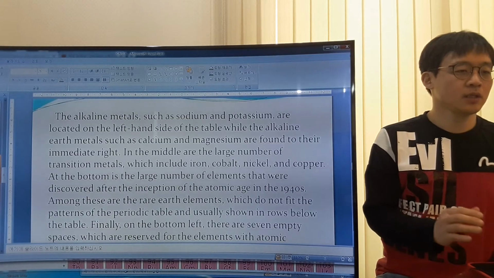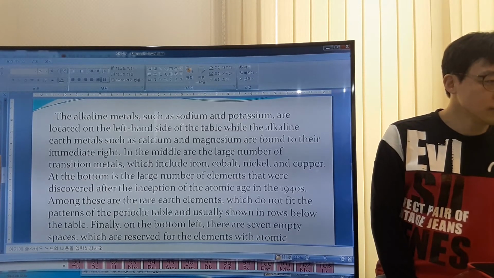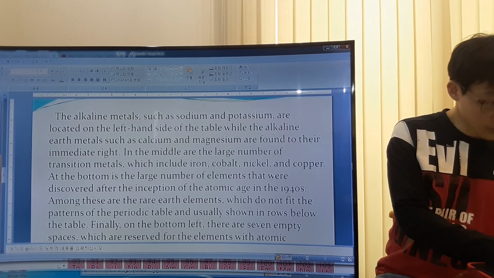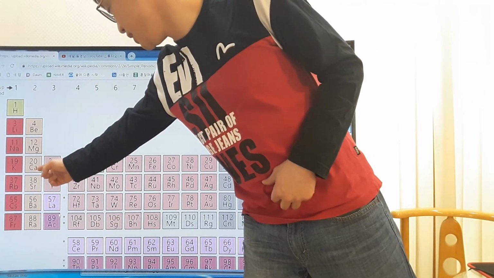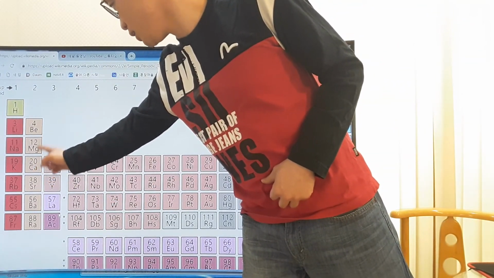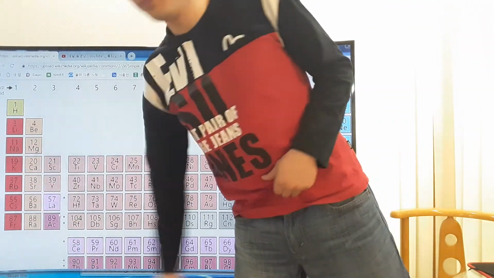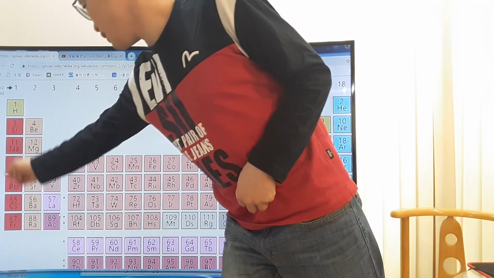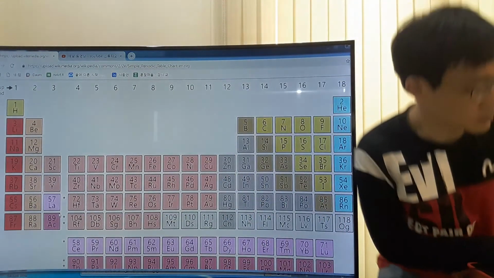And the alkaline earth metals, like calcium and magnesium, are at the immediate right. Calcium is what? This one. Magnesium, this one. Okay, they are right next to sodium and potassium. Do you understand? So this is alkaline metal, and this is what? Alkaline earth metal.